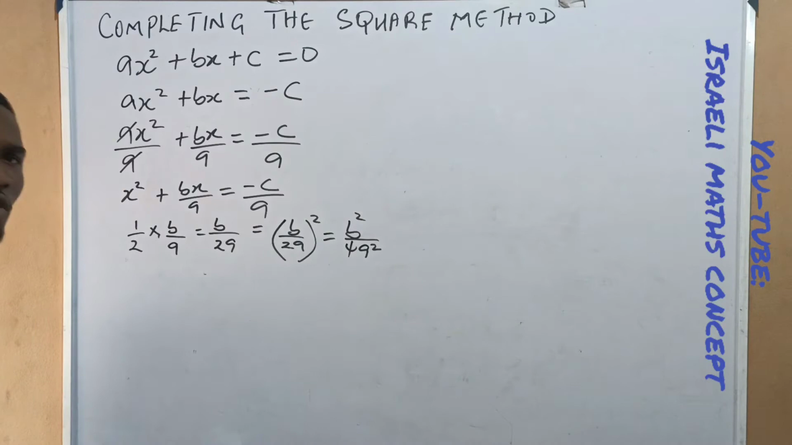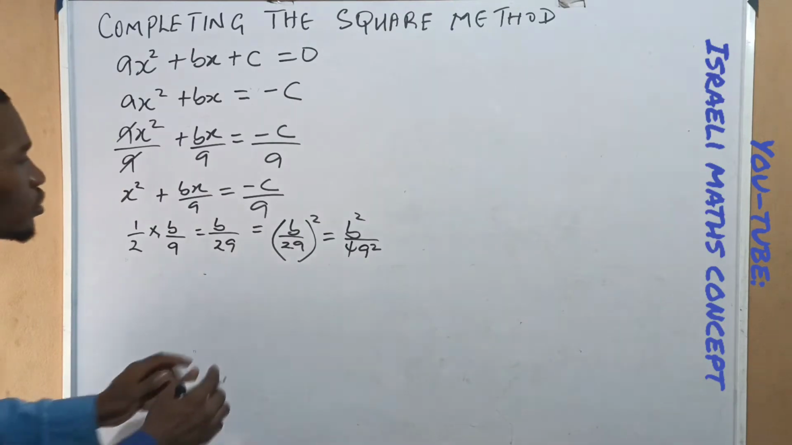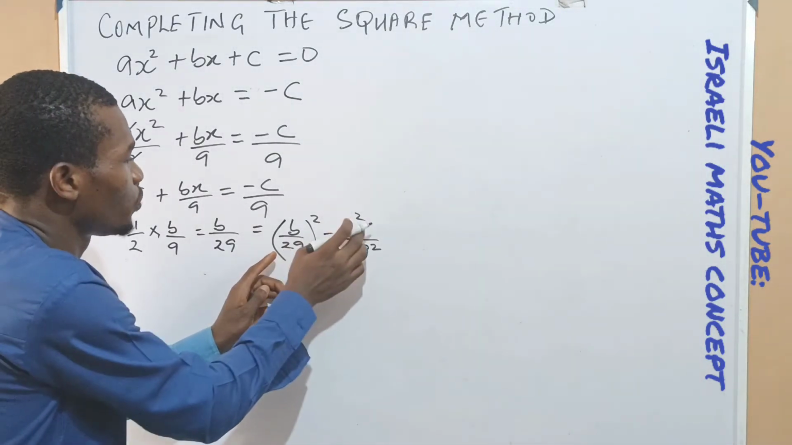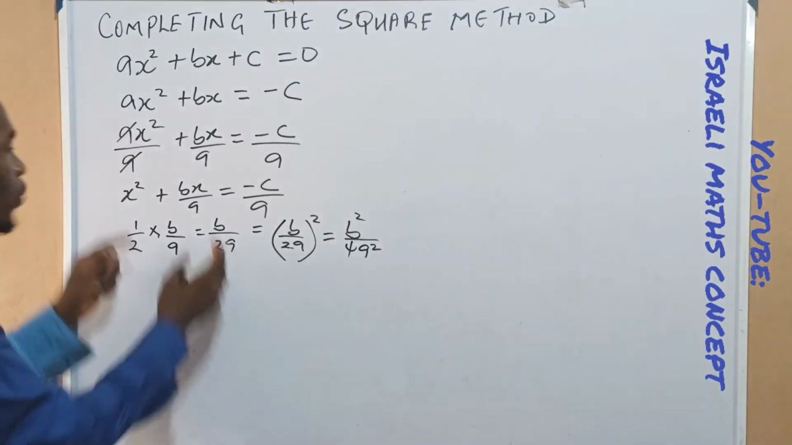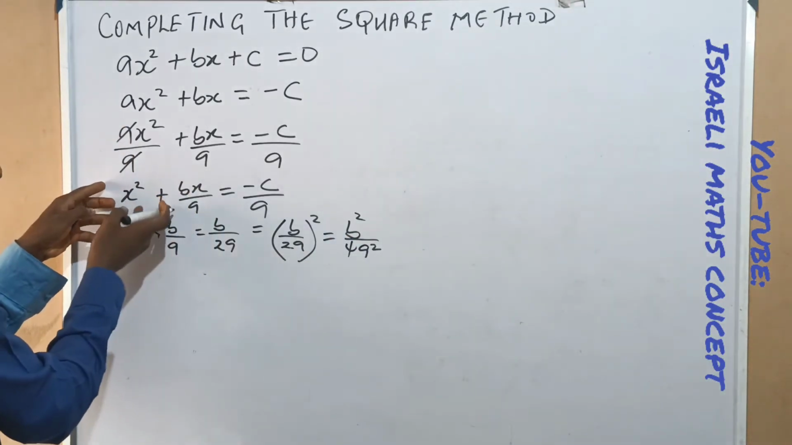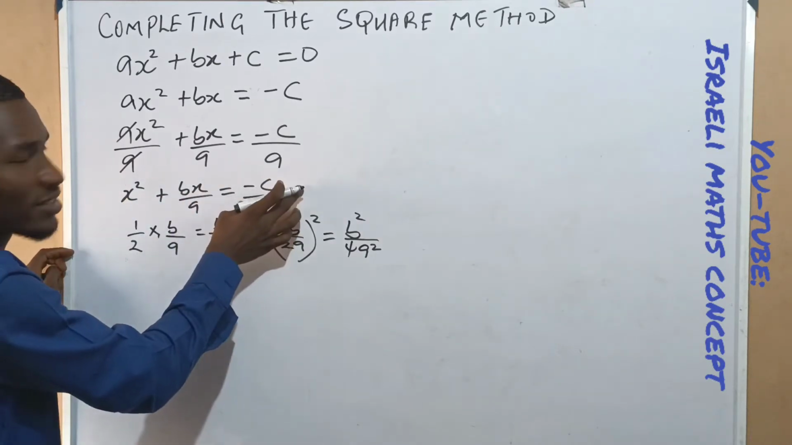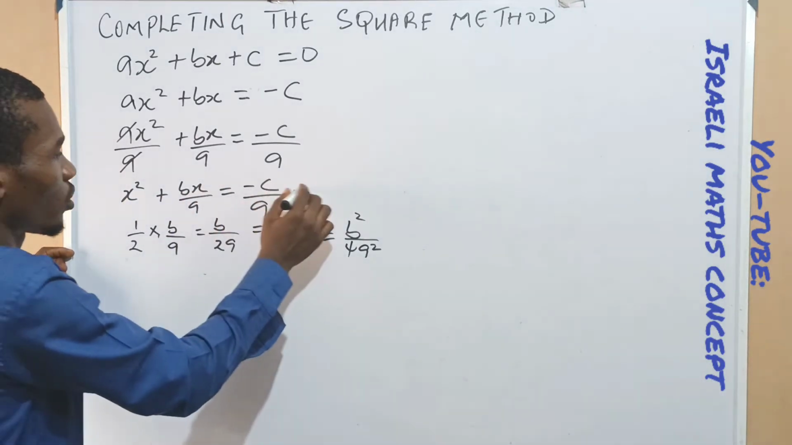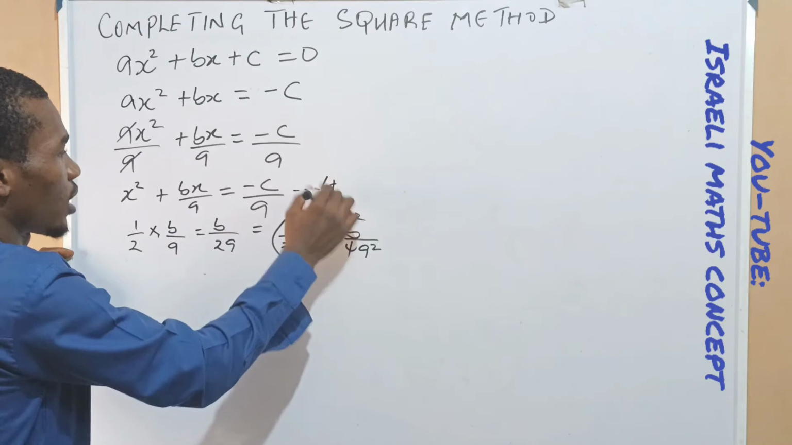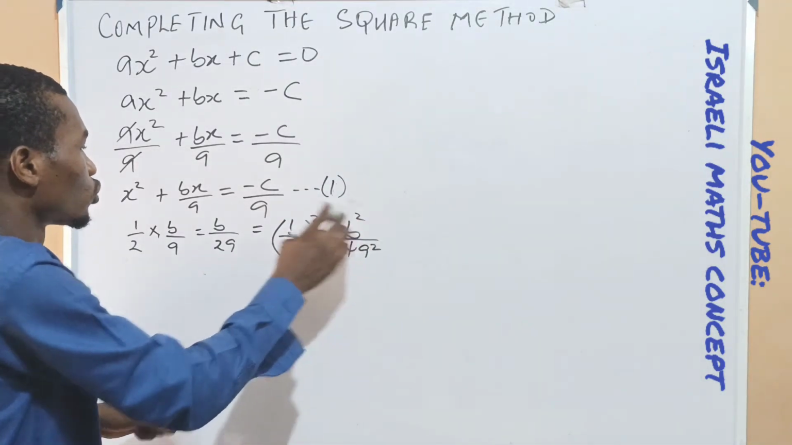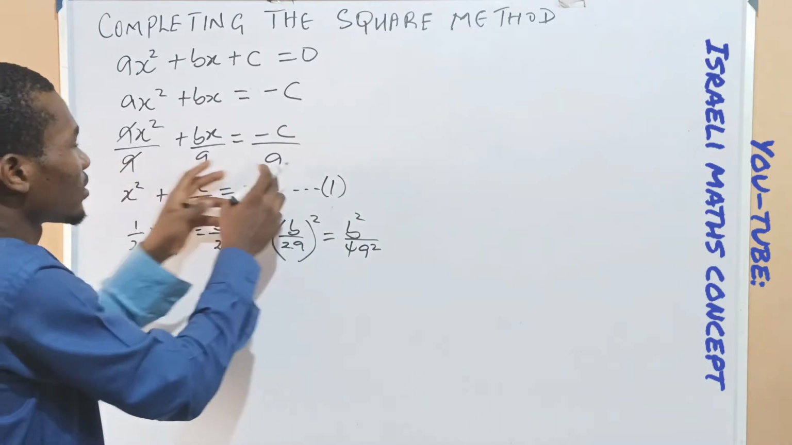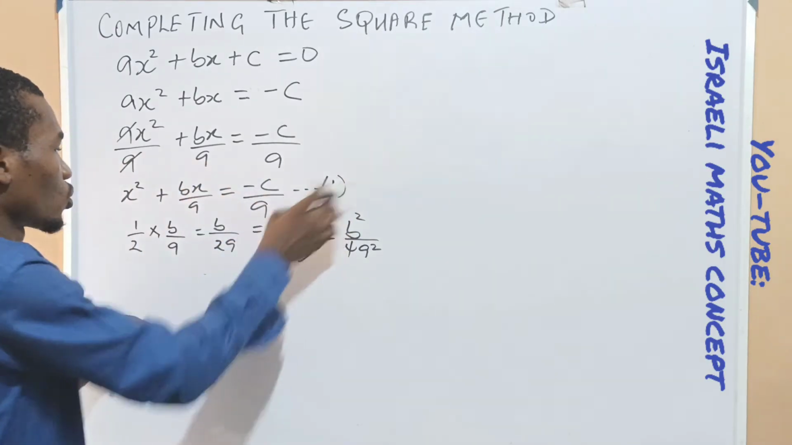Alright, the next step we are going to do is to add this b raised to the power of 2 all over 4a squared to both the left side of this given equation and the right side of this given equation. Let me call it equation 1. So we want to add b squared all over 4a squared to both the left side and the right hand side of this given equation 1.